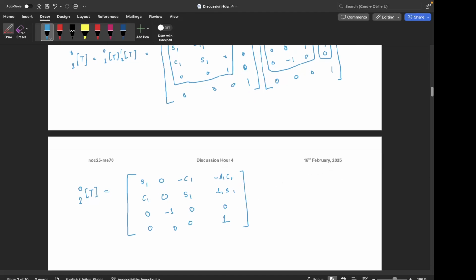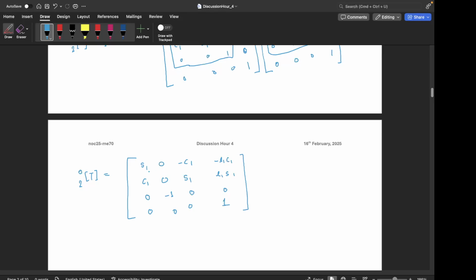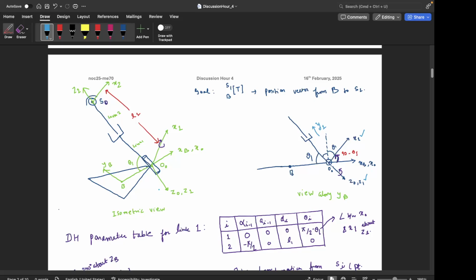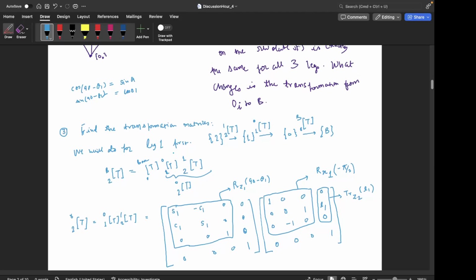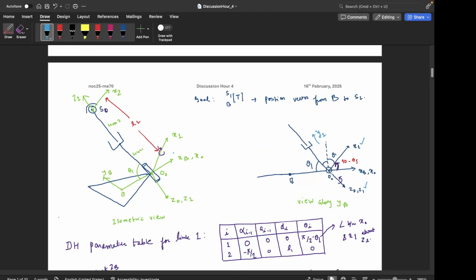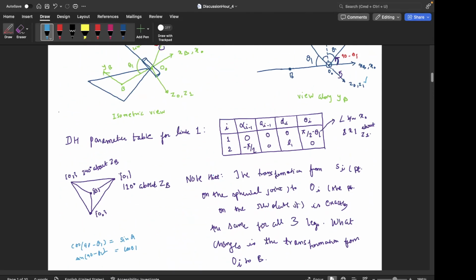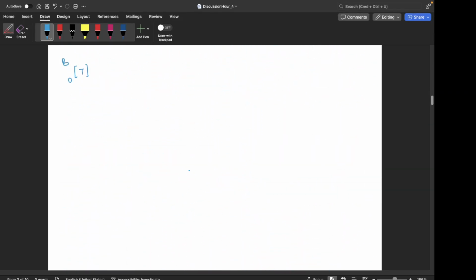Okay, so this is the transformation from the point at the spherical joint to point at the revolute joint, right? This is the transformation. Now the other part that we have is transformation from 0 to B, right? Now 0 to B is basically, we'll have to again refer here. So what we want to do is basically transform this B frame to the 0 frame, right?